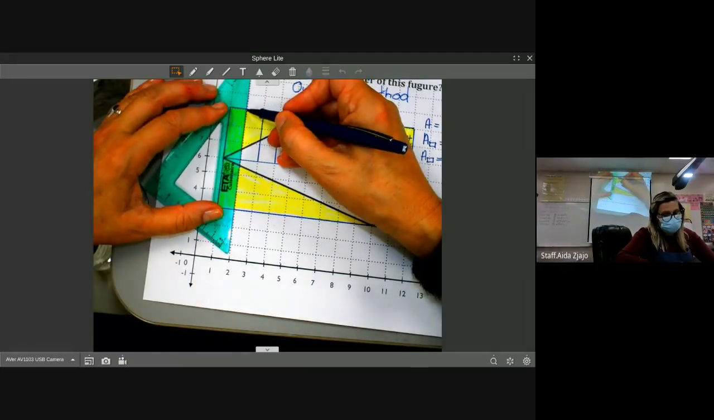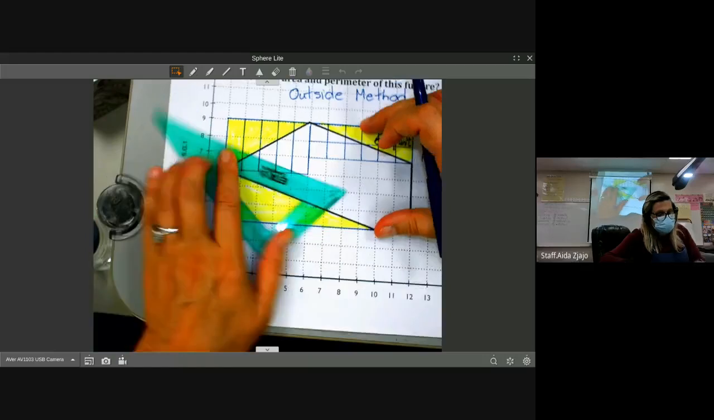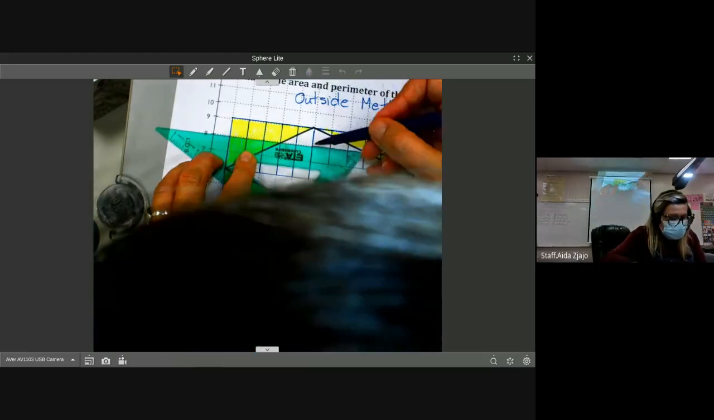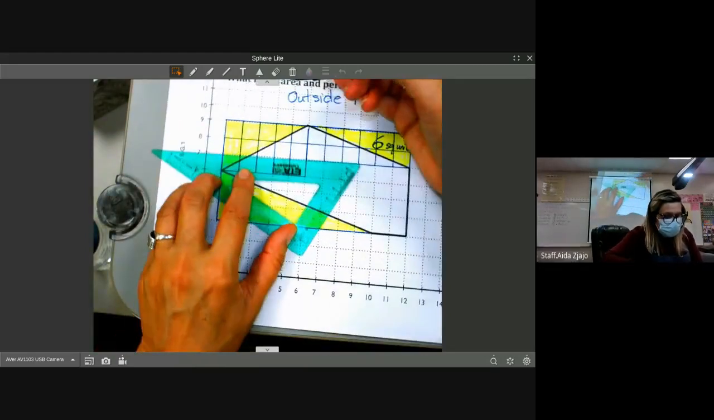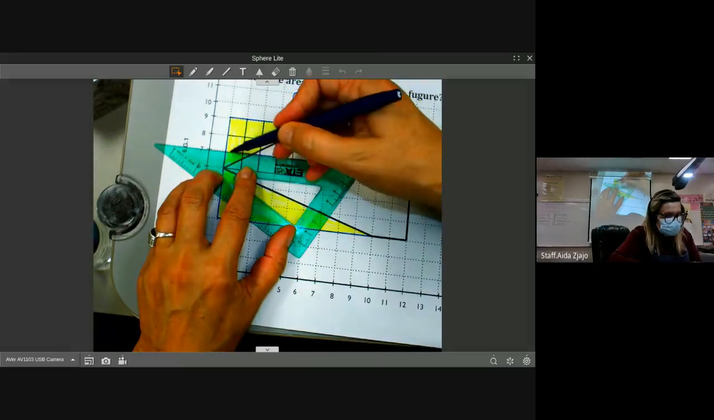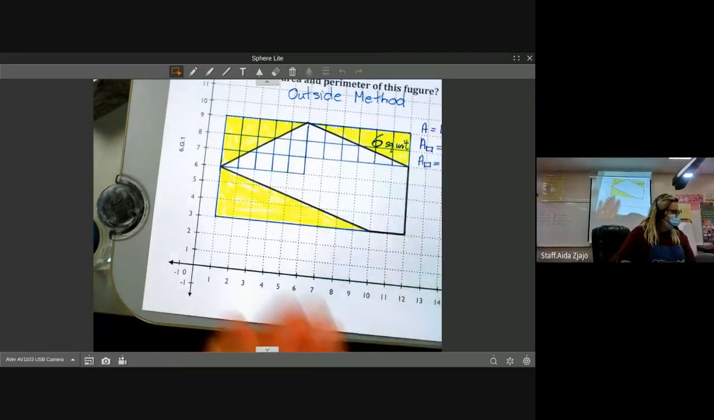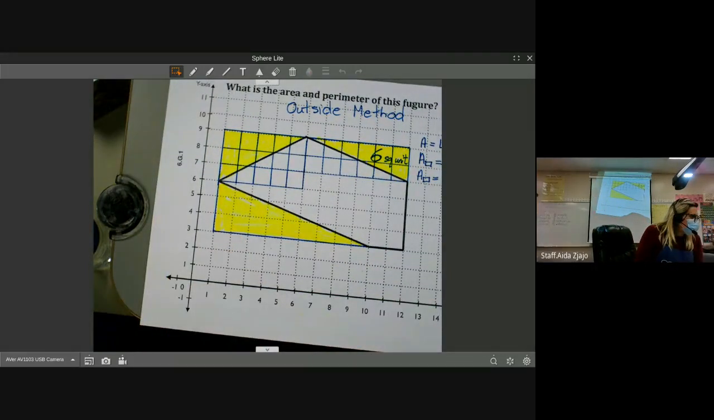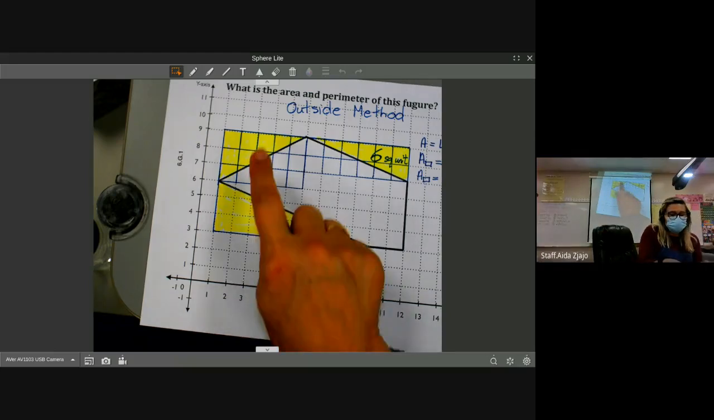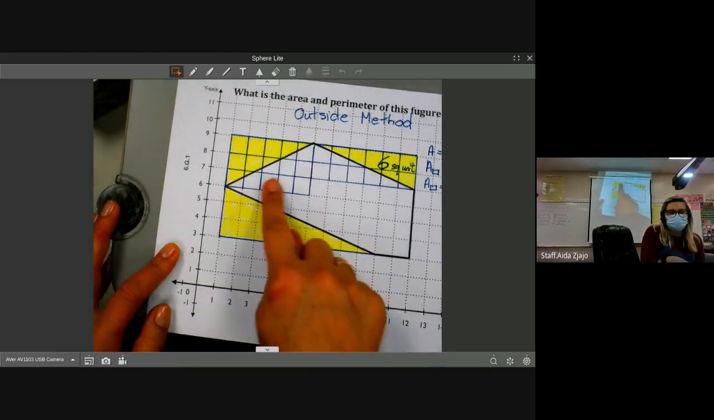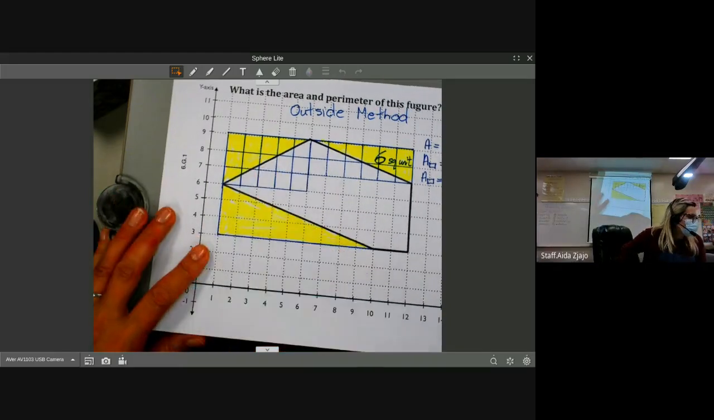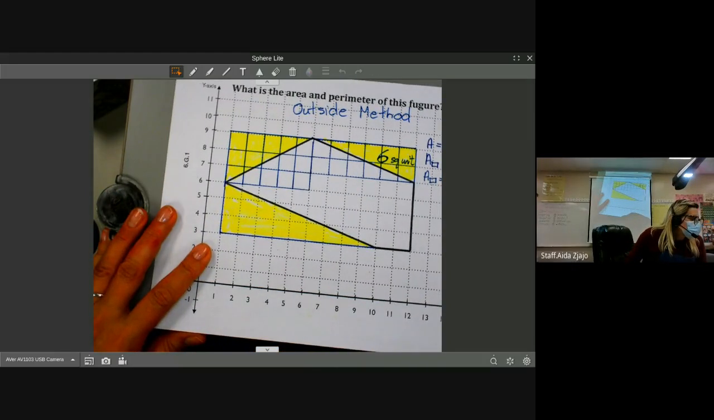Darian, are you there online, Darian? You needed to tell me what the area of this rectangle is. Okay, Darian, are you there? Darian, are you there? Okay, Marcos, can you tell Mrs.Z the area of this whole rectangle? Marcos?